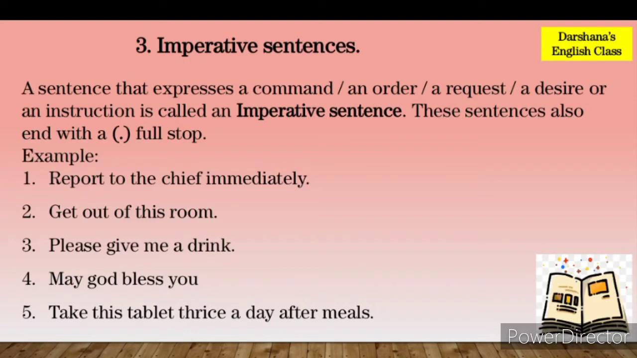Please give me a drink. Yes, it's a request. May God bless you. It's a desire. Take this tablet thrice a day after meals. Now this is an instruction. An instruction is something which is given by the speaker and the listener has to follow. So you can notice that all these 5 sentences are a command, an order, a request, a desire, and an instruction. So such type of sentences are called imperative sentences.